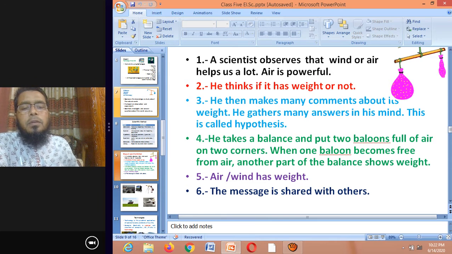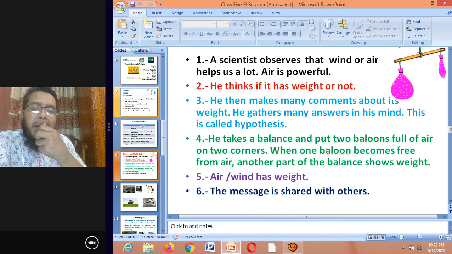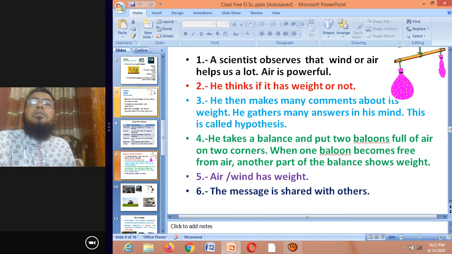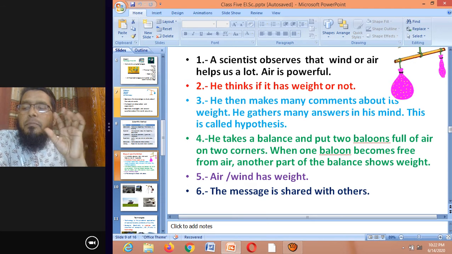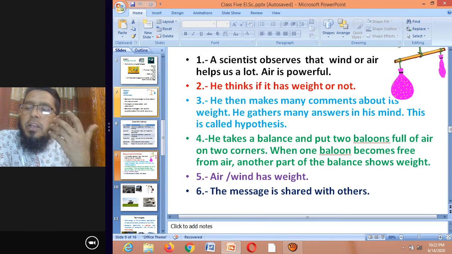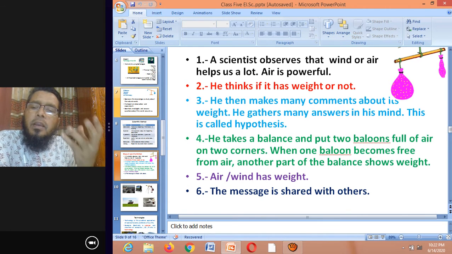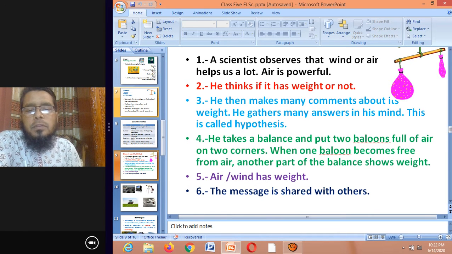And finally, when you have got the message that air has weight, this is science. This is the science, and this message, this scientific knowledge, this scientific method, these scientific findings should be passed to other people. So this message is shared with others.